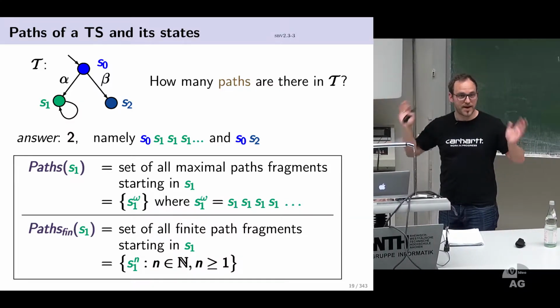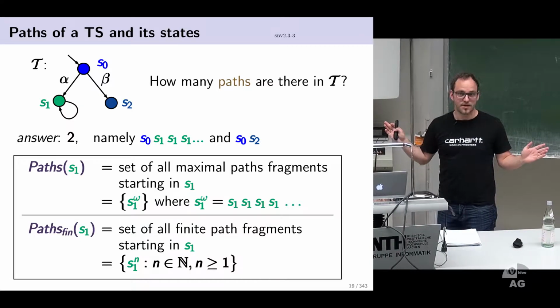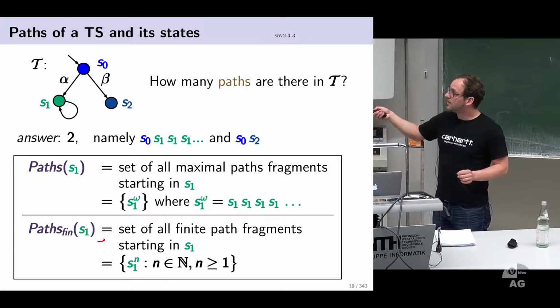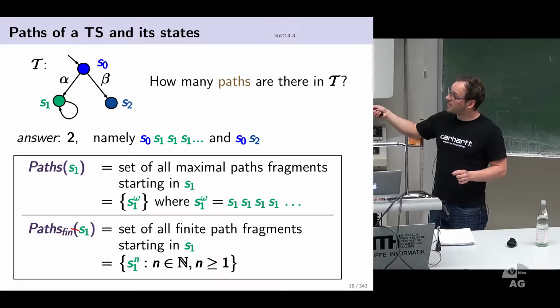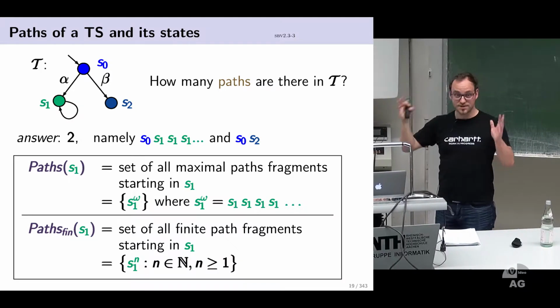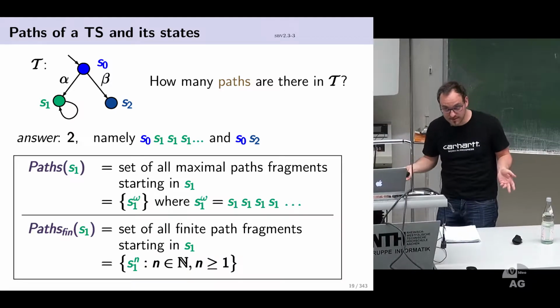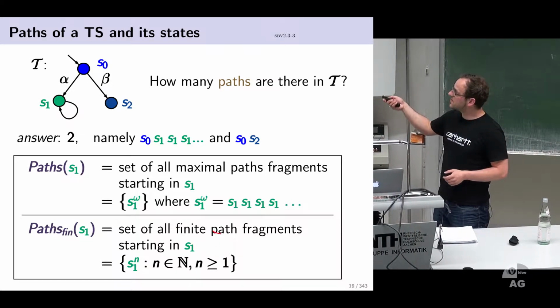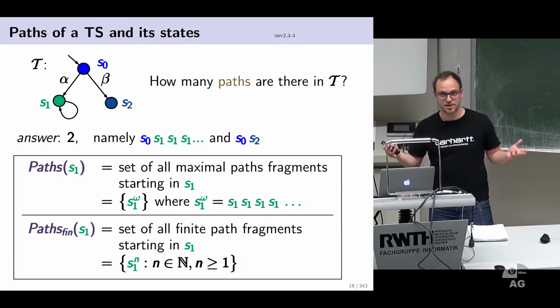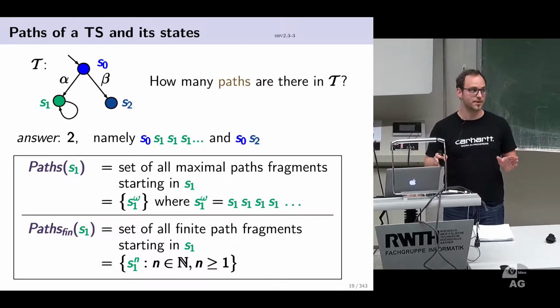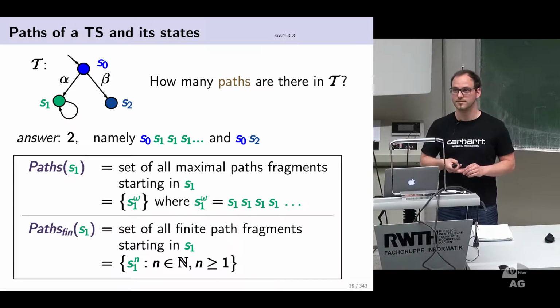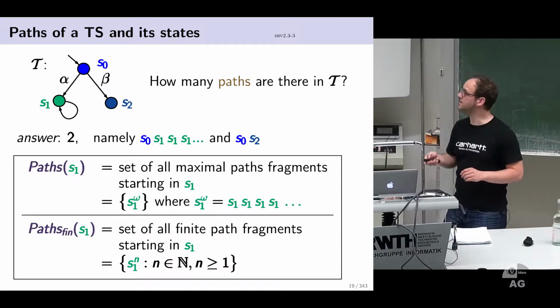Path fragments may stop at any time. So this does not mean that it's the paths of S1 restricted to the finite ones. No, because paths always need to be maximal. But it's really just that finite path fragments can stop at any point in time. Is that clear? I see some slow nods, that's good.